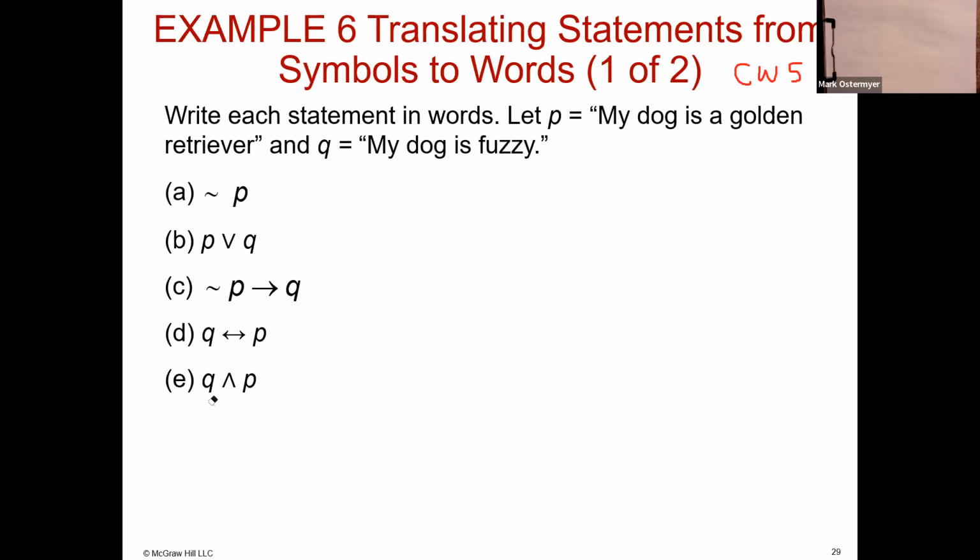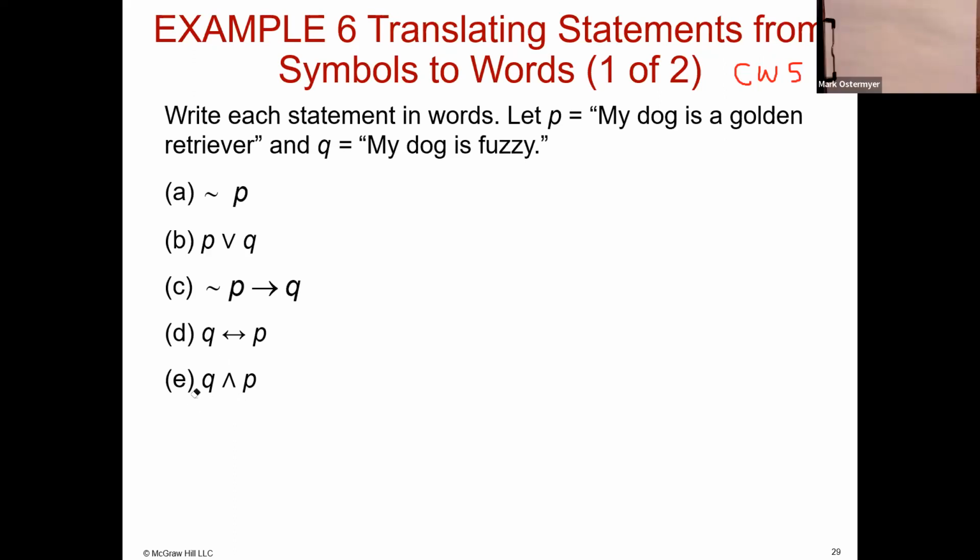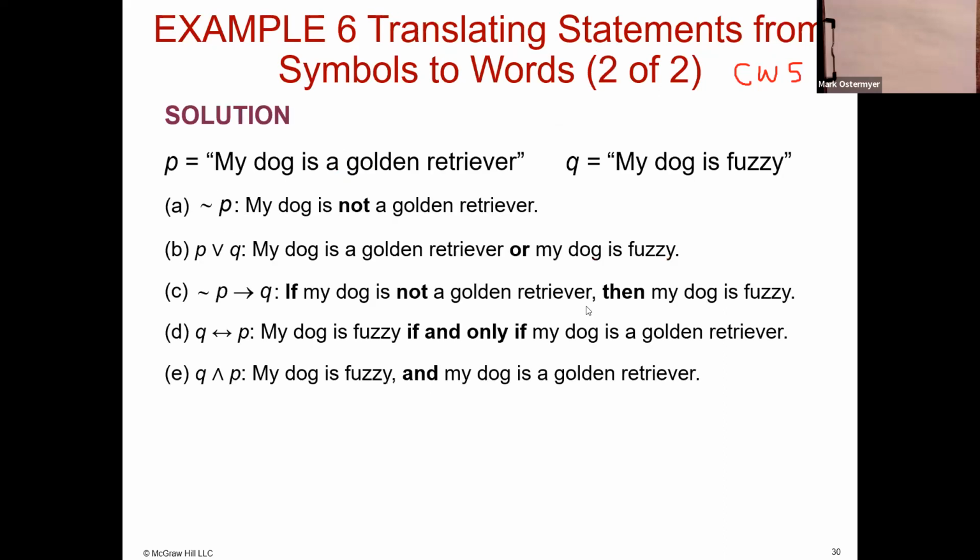Although, you could have this the other way around and it still would be true to say that my dog is a golden retriever and my dog is fuzzy. Sure. That's how I had it. It would be okay to have it flipped around also because the word "and" is in between both statements. That's the important thing, right? All right, great. And we did get them all correct.